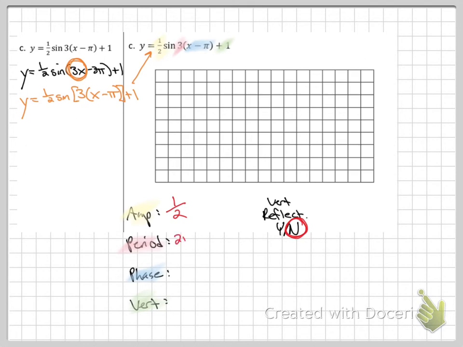The period is 2 pi over B. Now I'm dividing by 3. This is the first time we've had a period that wasn't 2 pi. So 2 pi over 3, just leave it like that. The phase says minus pi. We know that's opposite, so it's going to go right pi. And the vertical says plus 1, so that's going to go up 1. So my beginning, take your phase and put it in numbers, positive pi. And my end, beginning plus period. So common denominator. Add the tops.